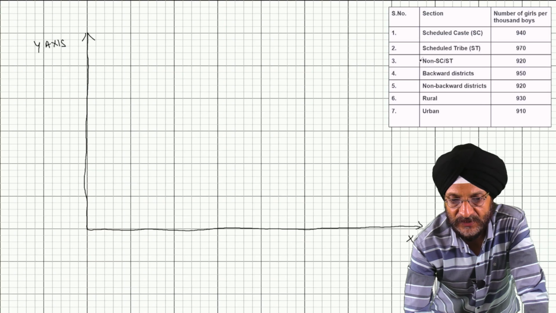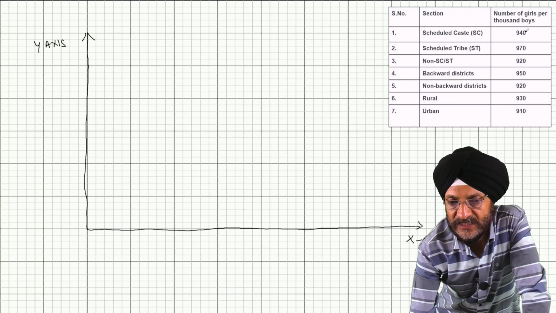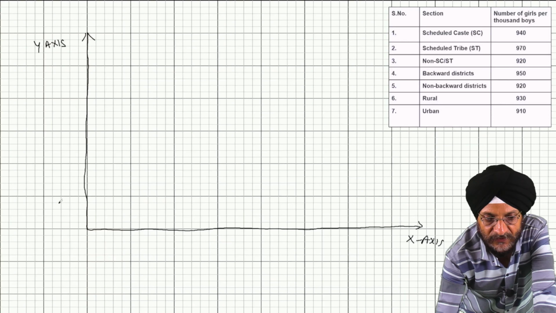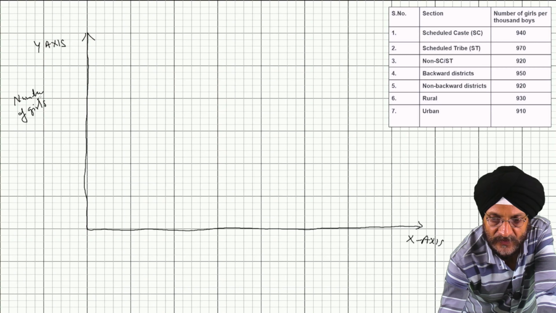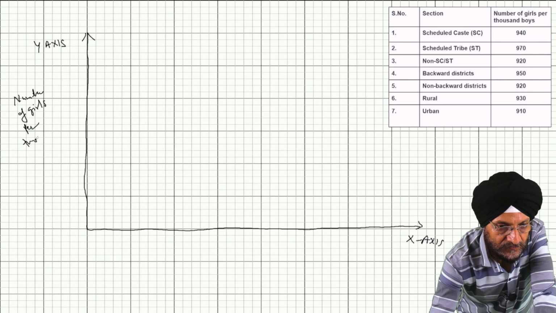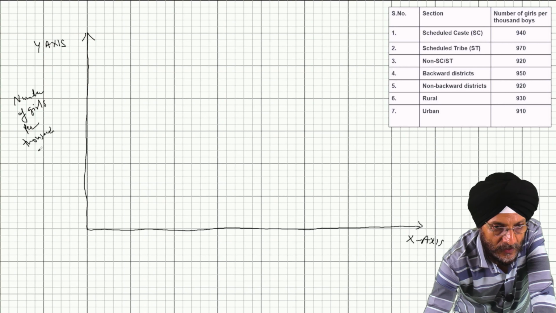So the information which is changing here and is in mathematical values, we have to mention on the y-axis. That is, here we will take the number of girls per thousand boys.